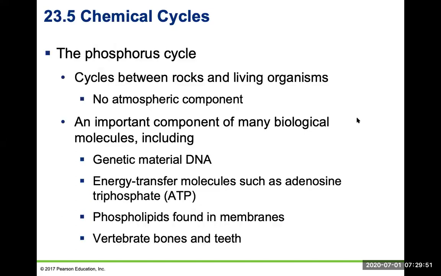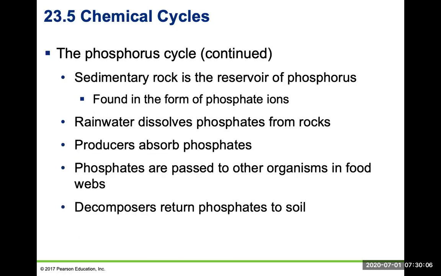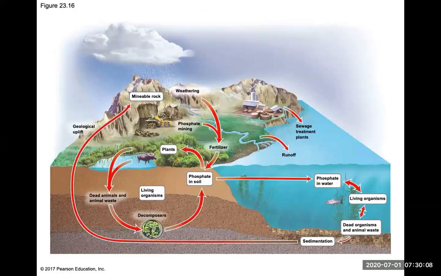Then we have the phosphorus cycle, which cycles between rocks and living organisms. This is important because phosphorus is important in genetic material DNA, ATP, phospholipids, and vertebrate bones and teeth. This is a look at the phosphorus cycle.